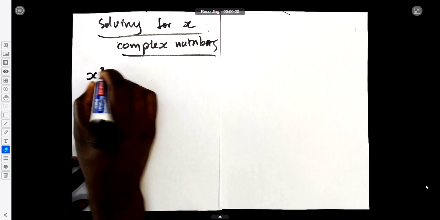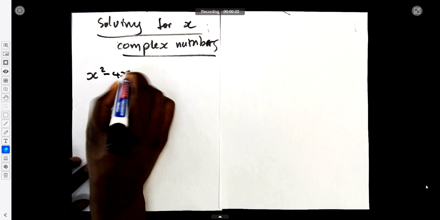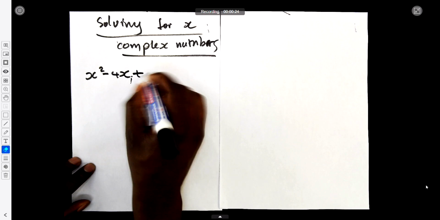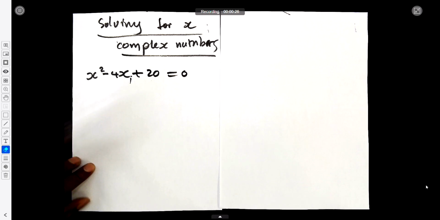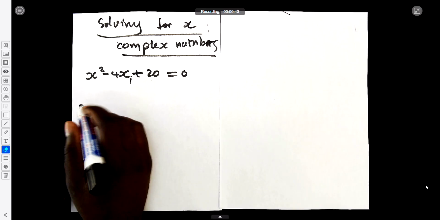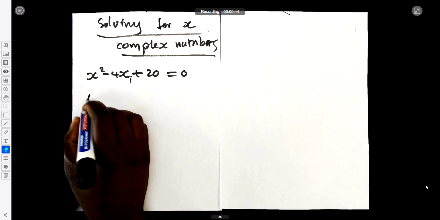So let's say we have x squared minus 4x plus 20 equals to 0. So we need to solve for x. We know that in solving for x, you can apply any method that you know, which will take you to the value that you want. Then just let's try something first. You try and do factorization.